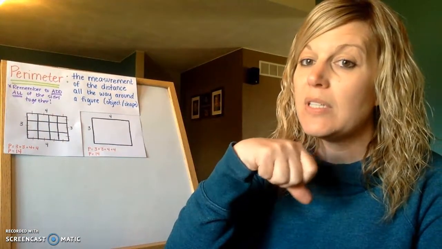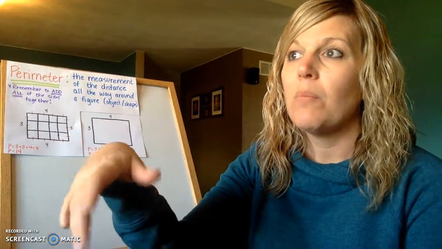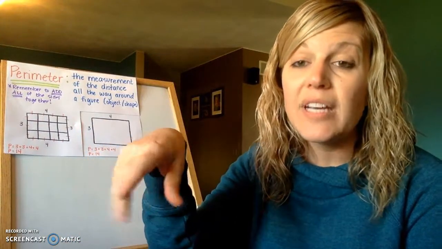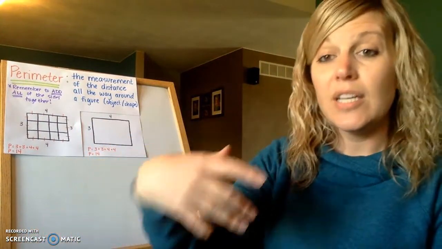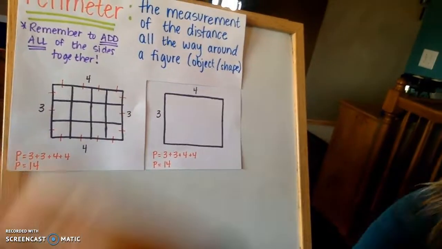So a lot of times you're going to be seeing rectangles or squares. Sometimes you might see a pentagon, a hexagon. Make sure that all of the sides of that shape are added together to equal the perimeter. So I'm going to zoom in on one of my first shapes right here.